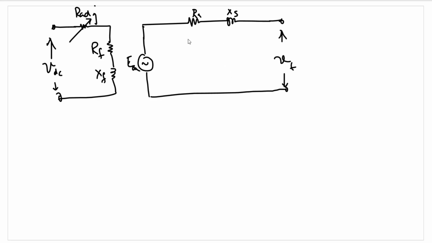In case of a generator, the direction of current will be shown like this. In case of the motor, the direction of current will be shown like this. This is for a case of generator, this is for a case of motor. And this circuit here represents the per phase equivalent circuit of a synchronous machine.